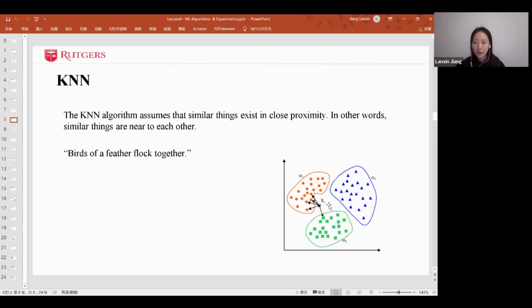So let me give you an example. Say we have a new instance X, and we want to decide which of the three classes X should belong to. Then we can first decide the number of nearest neighbors, the K. Maybe we can let K be 3 or let K be 4. Then we calculate the distance of X to its 4 nearest neighbors, and then take the mean of the distance. So if the mean distance is the smallest for this class, then X should belong to this class.